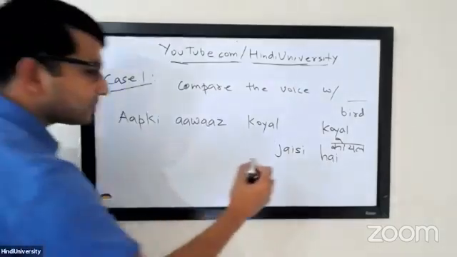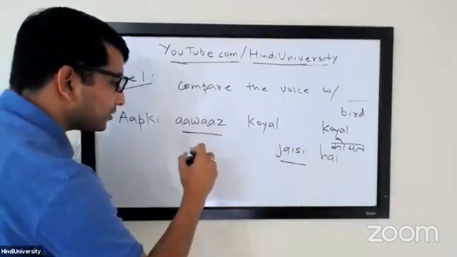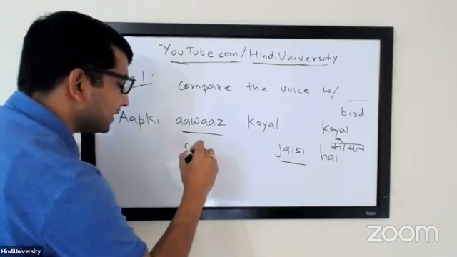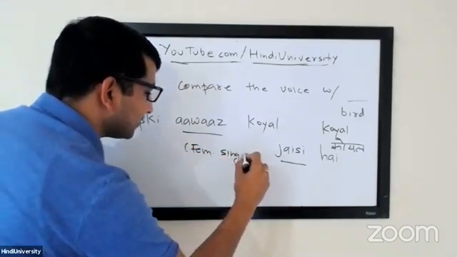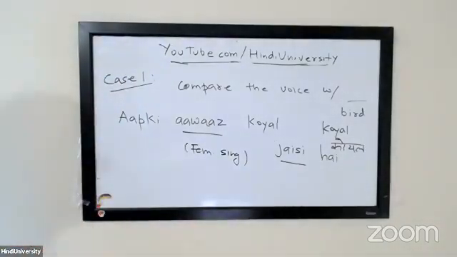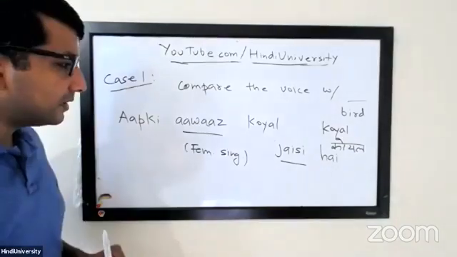Okay. Tell us, why did you use jaisi here? Because it needs to agree with आवाज, which is feminine. Okay. So she's saying it needs to agree with awaz, which is basically feminine singular. आपकी आवाज कोयल जैसी है. Any other questions on this one?